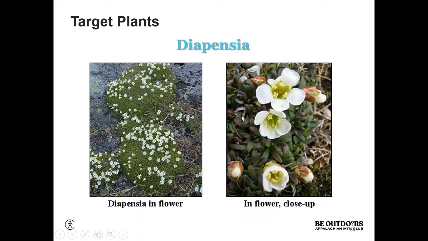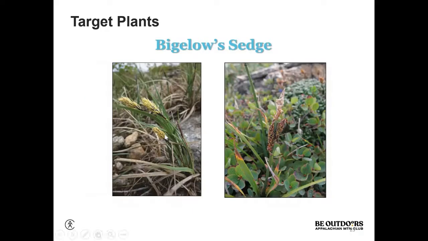Our target species for this project are Diapensia lapponica, a pretty common one that you're going to see up in the alpine region. Bigelow sedge, which you may often look out and think it's a grass field, but it's a sedge plant that we've been tracking. Again, all these species are ones that we're tracking in our permanent plots, and we've been tracking since 2004.